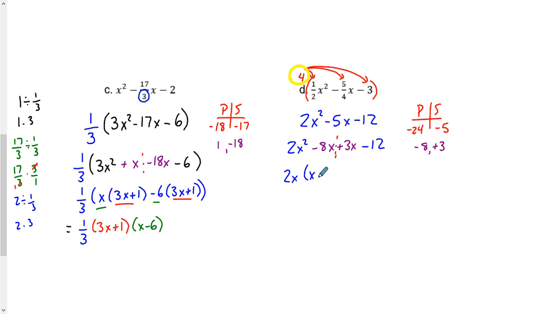2x, x minus 4, factor out a 3, and once again be left with an x minus 4. That x minus 4 goes out in the front. Be left with a 2x plus 3.